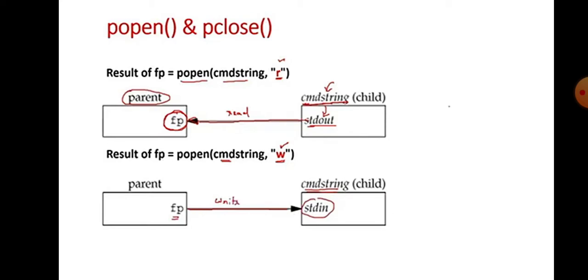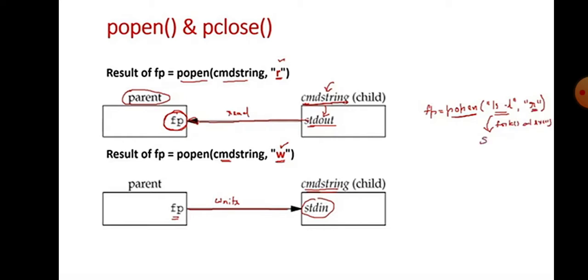An example would be something like this: fp = popen("ls -l", "r"). This is the command string I am talking about, mentioned as an argument to popen. It will be executed by the fork and, after fork, exec. So this ls -l will be executed, and since this is read mode, what happens?